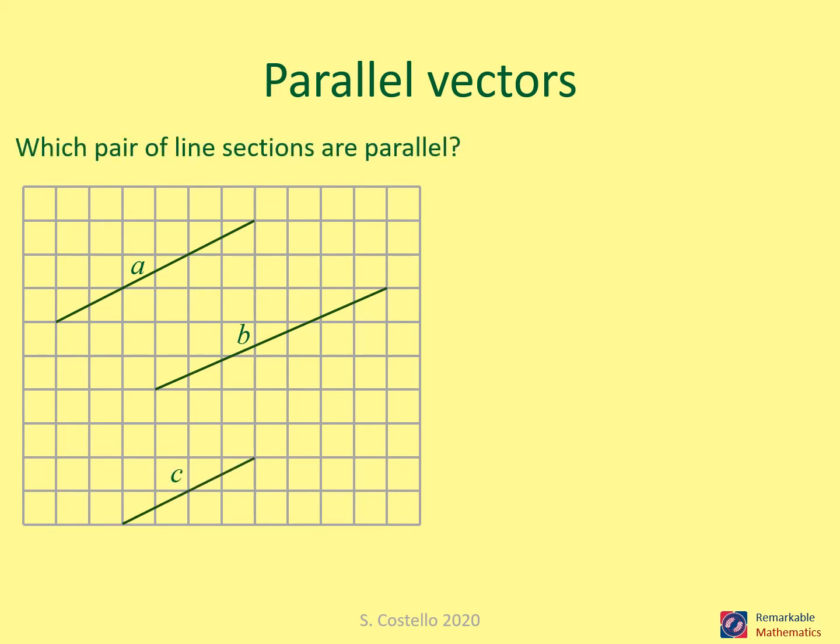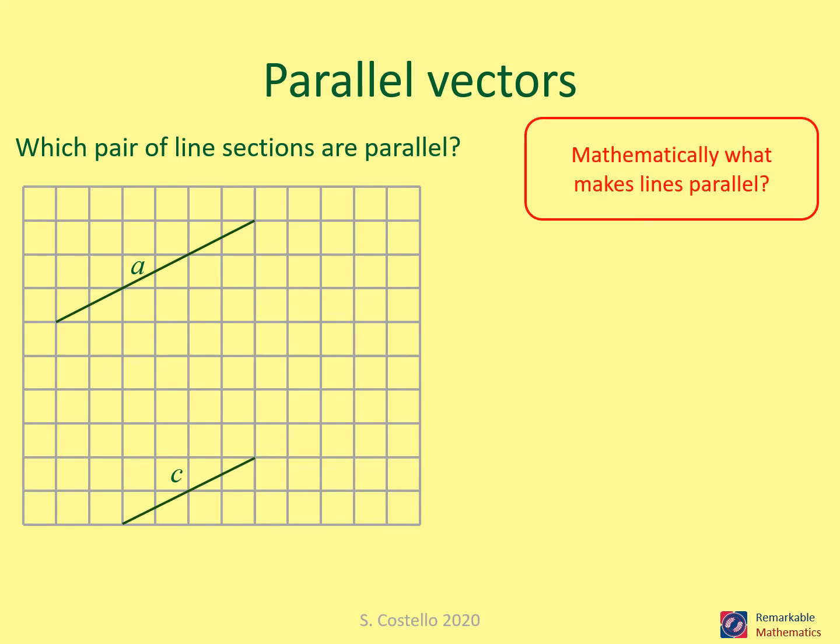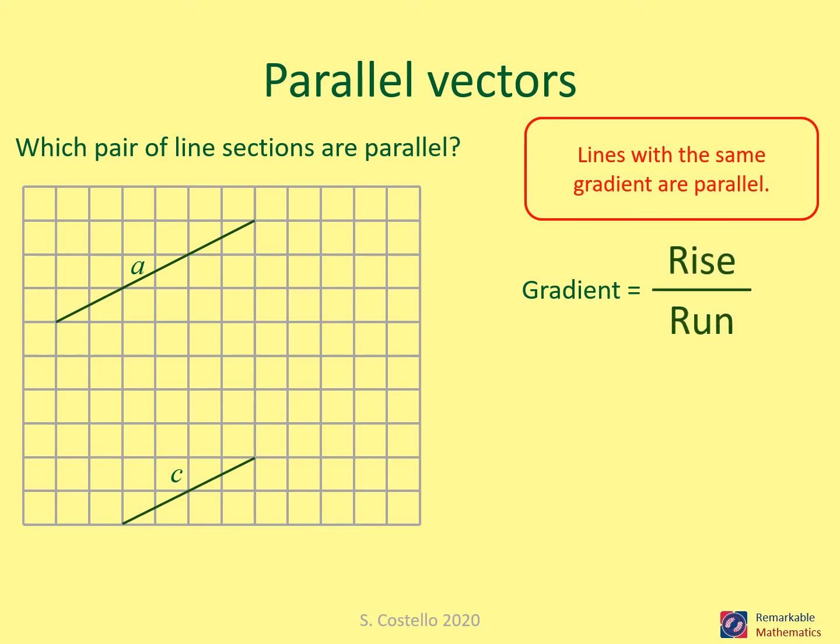Which pair of line sections are parallel? A and C. Mathematically, what makes lines parallel? Lines with the same gradient are parallel. Gradient equals rise over run.